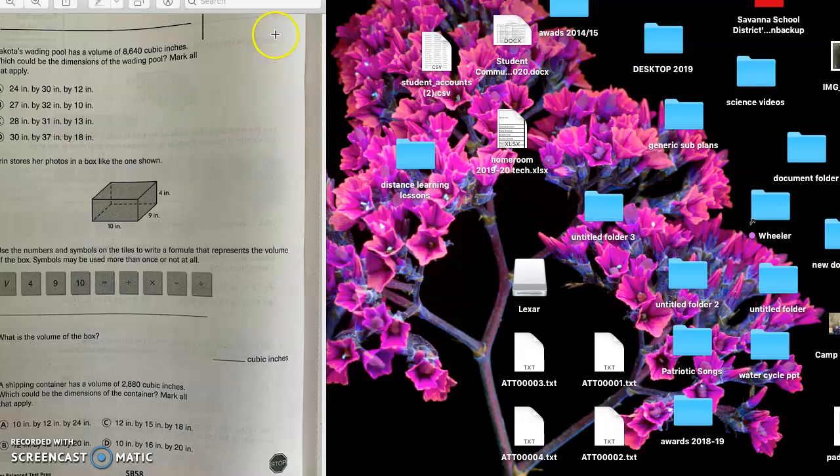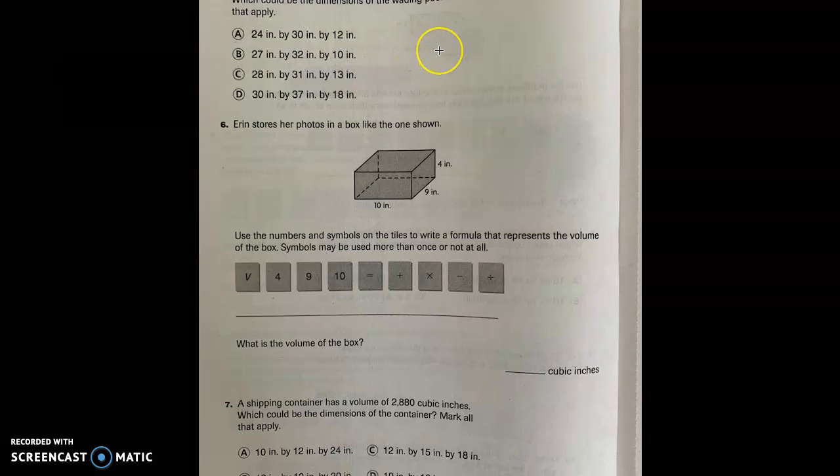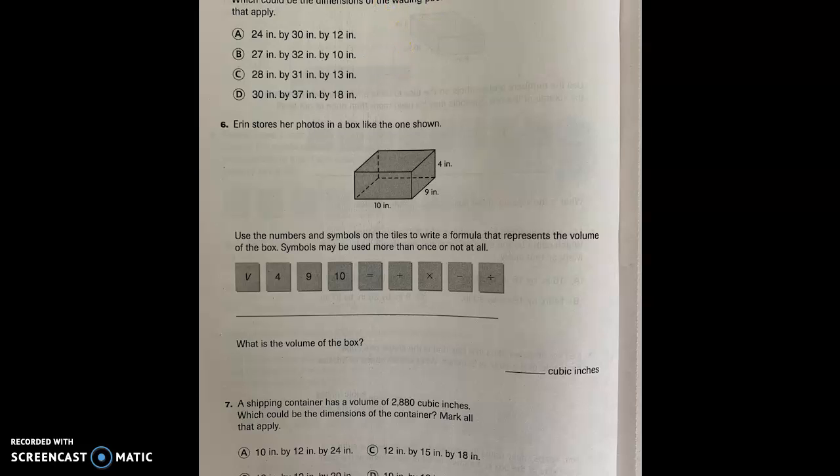Okay, let's go to the next problem. For question number 5, we want to see which ones of these have a volume of 8,640. So in your spiral notebook, for A, you're going to multiply 24 times 30, take whatever that answer is, and multiply by 12 to see if it's equal to 8,640. For B, you're going to multiply 27 times 32, take whatever that answer is, multiply by 10, and you're going to do the same thing for A through D. And again, it's probably going to take you a whole page because you've got to do all that multiplying. Pause your video till you're ready to go to number 6.